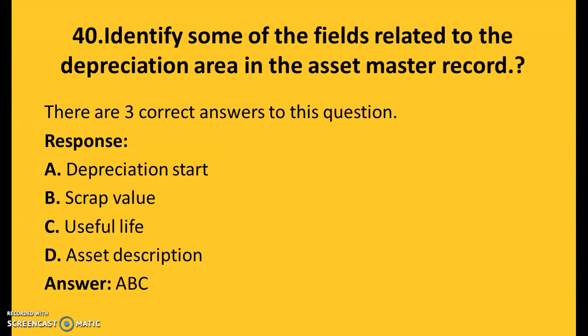The answer is A, B, and C: depreciation start, scrap value, and useful life. So we have three correct answers for fields related to the depreciation area in the asset master record.